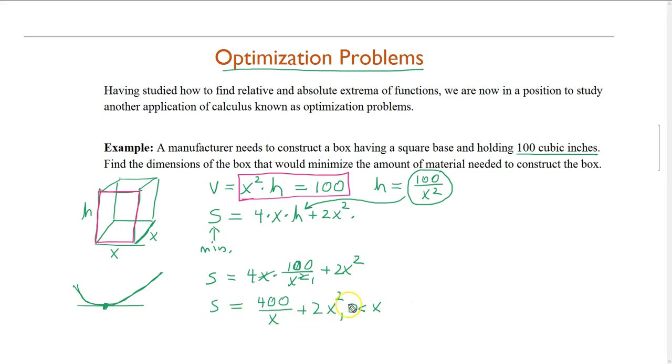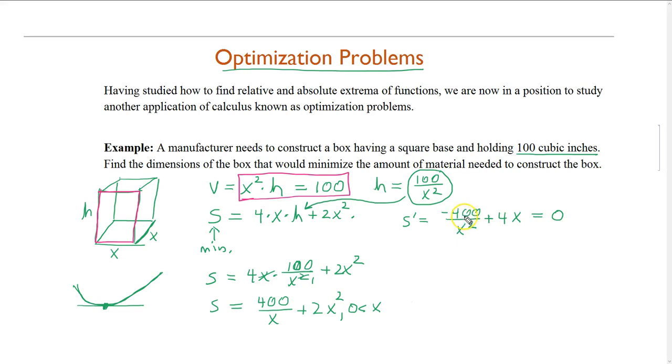So we have to find where the derivative of this function is equal to 0, and that's going to be the x value that makes s the smallest, and that's what we want to find. So all we have to do is take the derivative and set it equal to 0. If we differentiate s, remember this is 400 times x to the negative 1. The derivative of x to the negative 1 is negative 1 over x squared, plus 4x. And we'll set that equal to 0 and solve this for x.